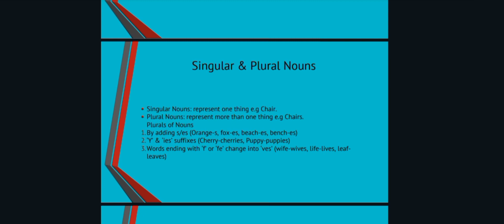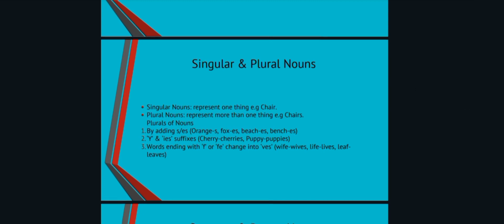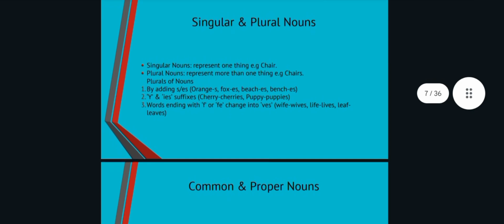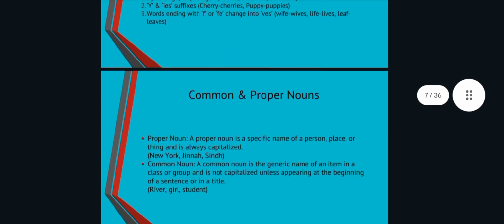When y comes at the end of the word, what do we do? We add the suffix ies. Cherry converts into cherries. Puppy converts into puppies. Words ending with f or fe change into ves. Wife converts into wives. Life converts into lives. Leaf converts into leaves.